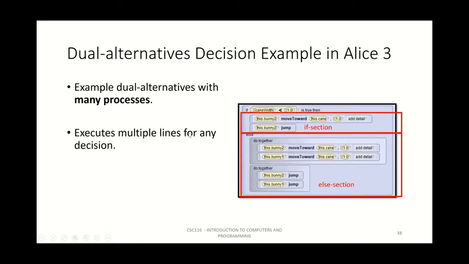And then this is an example of dual alternative with many processes, meaning that for each condition, true and false, we have more than one action. For example, for the true condition you have two processes, and for the false statement you also have 2 processes, in two do together blocks. So actually 4 processes, but comprised in 2 do together blocks. So we execute multiple lines for any decision.